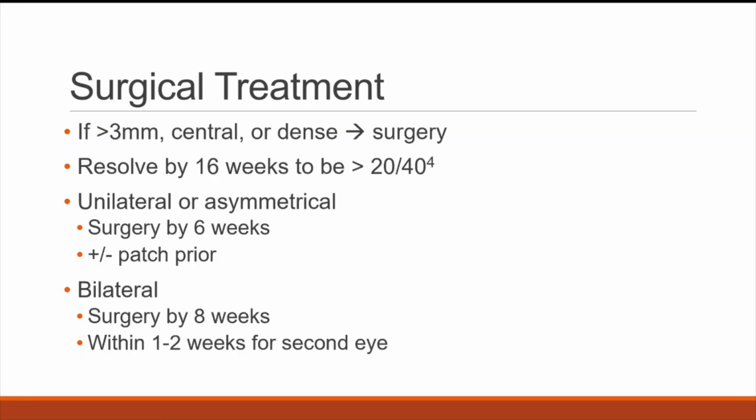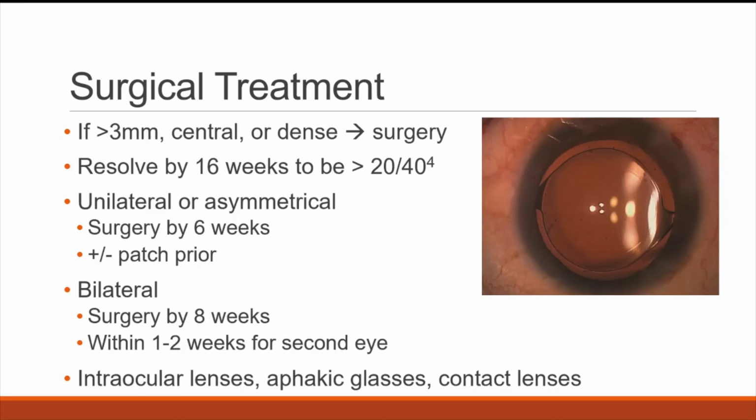For symmetrical bilateral pediatric cataract cases, surgery should be done by 8 weeks of age for the first eye, with the next surgery in 1 to 2 weeks for the second eye. During surgery, an intraocular lens pictured here can be placed. Alternatively, the child can be left aphakic, meaning their eye or eyes have no lens, and they can use glasses or contact lenses after the surgery. They can have their intraocular lens placed at a later date when visual acuity is better able to be assessed.